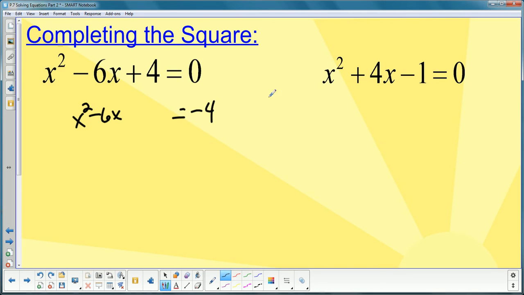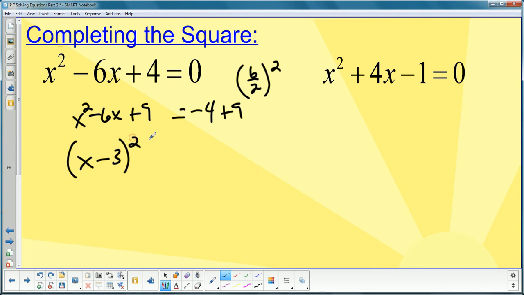Now this is the step where I need to do b over 2 squared. So negative 6 divided by 2 is negative 3. Negative 3 squared is 9, which means I'm adding 9 to both sides. Okay, the reason I do that is that I can then factor this to x minus 3 squared. And that's going to have 5 on the other side.